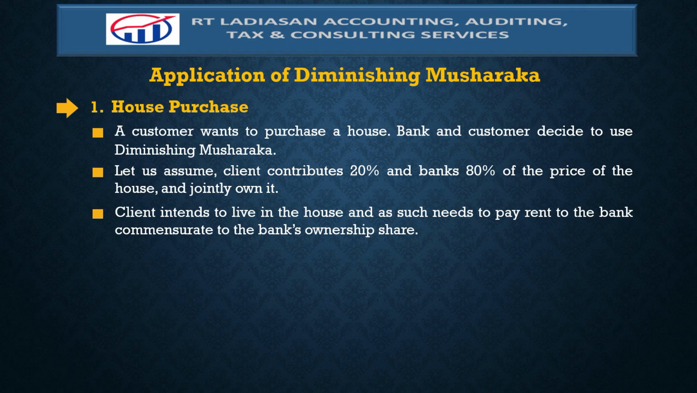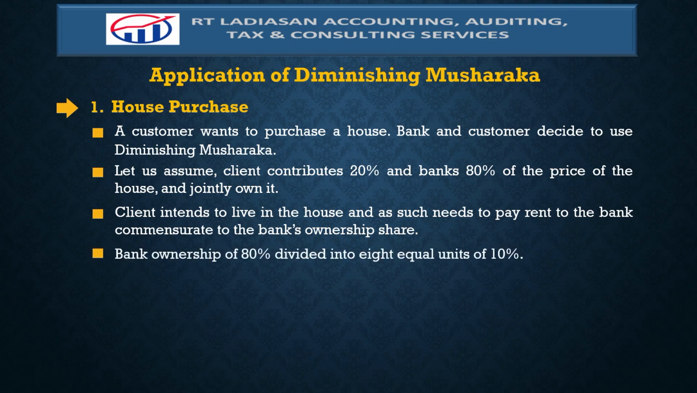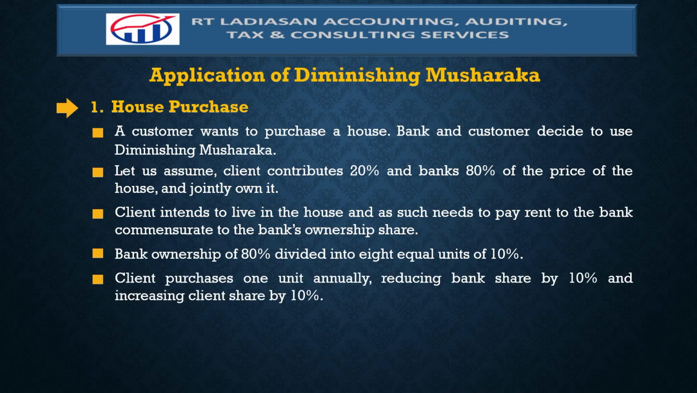The client intends to live in the house and as such needs to pay rent to the bank commensurate to the bank's ownership share. The bank ownership of 80% is divided into 8 equal units of 10%. The client purchases 1 unit annually, thereby reducing the bank share by 10% and increasing the client share by 10%.